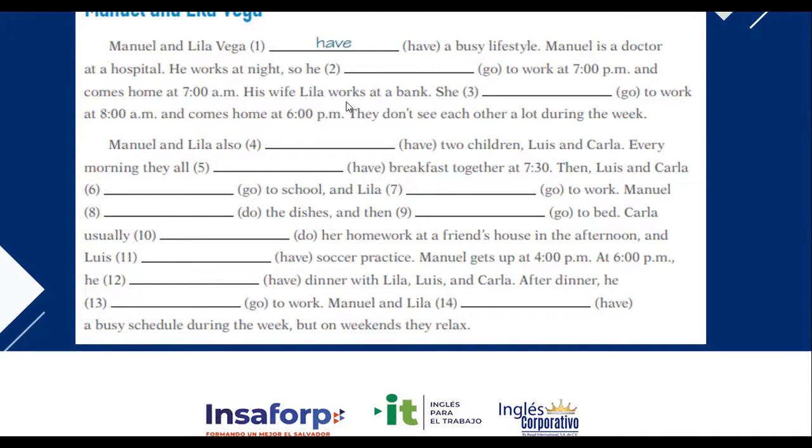His wife, Lila, works at the bank. She goes to work at 8 a.m. and comes home at 6 p.m. They don't see each other a lot during the week. Manuel and Lila also have two children, Luis and Carla. Every morning, they all have breakfast together at 7:30.